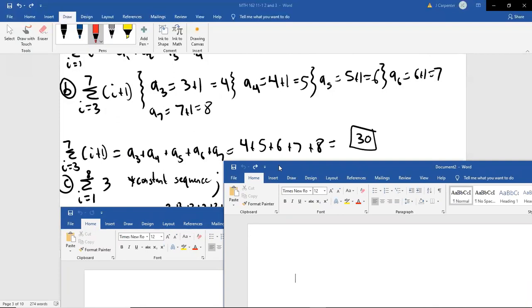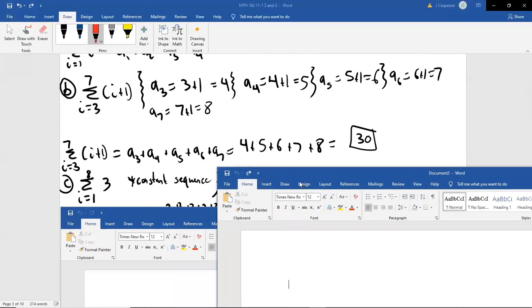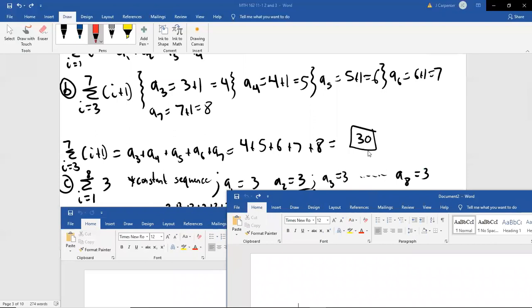If that 3 was a 17, then the answer would always be 17. So every single term of the sequence is 3. We need the first to the eighth term, so a sub 1 is 3, a sub 2 is 3, a sub 3 is 3, a sub 4 is 3, a sub 5 is 3, a sub 6 is 3, a sub 7 is 3, a sub 8 is 3.